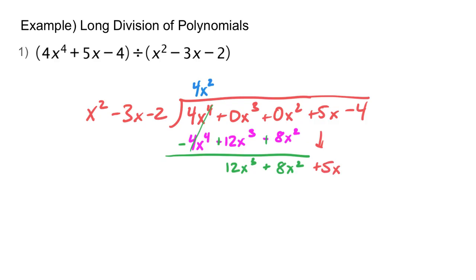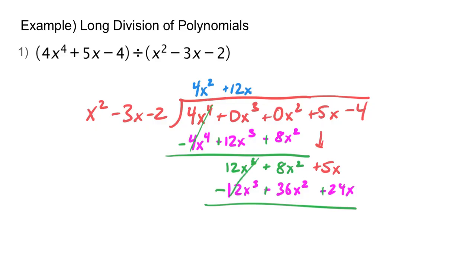Then it's repeating. So what times x squared will give me 12x to the third power? That should be 12x. And I'll multiply that through. I'll distribute that through. So I'll end up with 12x to the third minus 36x squared minus 24x. And again, I'm now going to subtract. I like to change my signs. My 12x to the third minus 12x to the third cancel out. 8 plus 36 is 44, x squared. 5 plus 24 is 29x. And again, I will bring down my next value of negative 4.